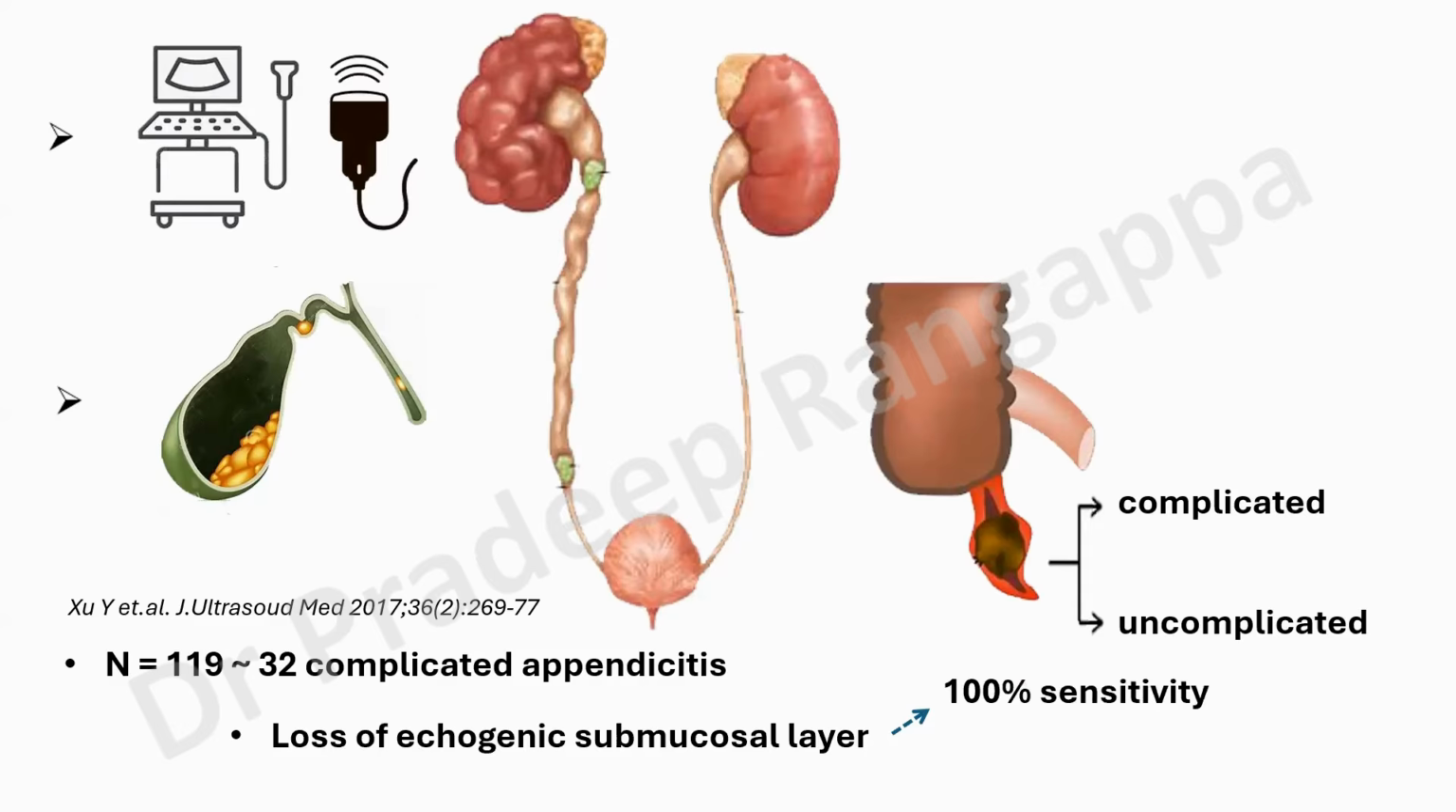Especially, ultrasound could be utilized to look at loss of the echogenic submucosal layer. Loss of the echogenic submucosal layer had shown 100% sensitivity in recognizing complicated appendicitis with 92% specificity. So ultrasound still remains a reasonably good tool, based on this study, to look for complicated appendicitis by looking at the loss of the echogenic submucosal layer.